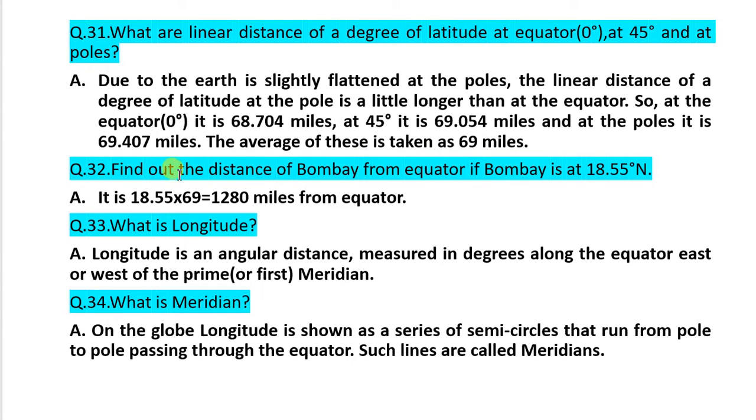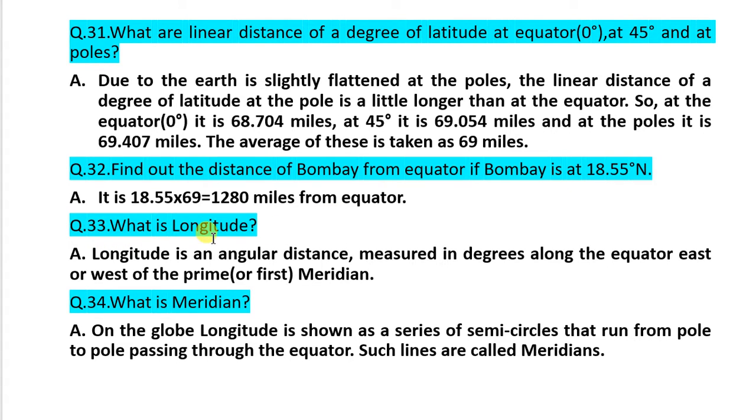Next question. Find out the distance of Bombay from equator if Bombay is at 18.55 degree north. The answer is, this 18.55 degree north will be multiplied by 69, which is equal to 1280 miles from equator.